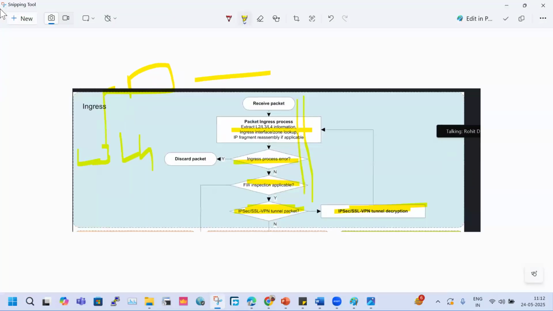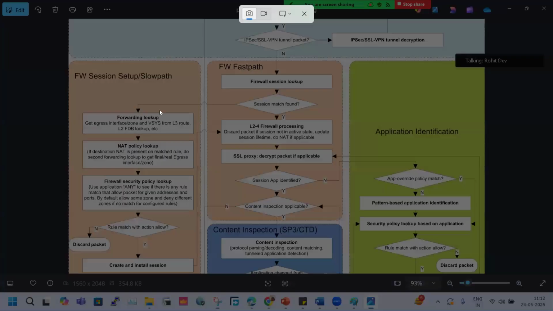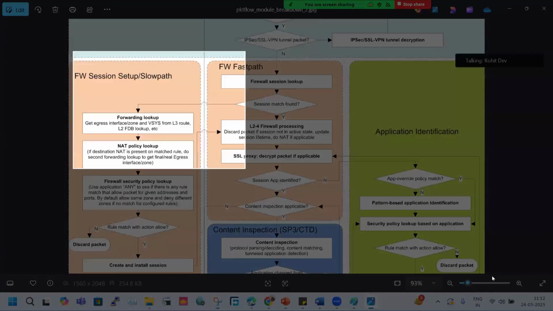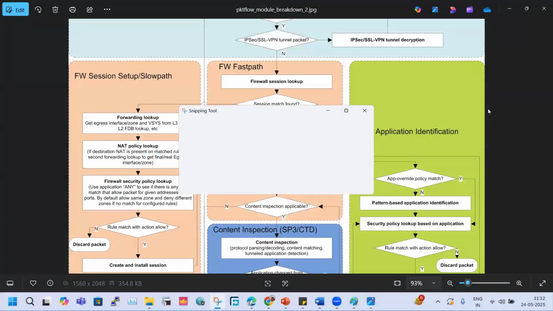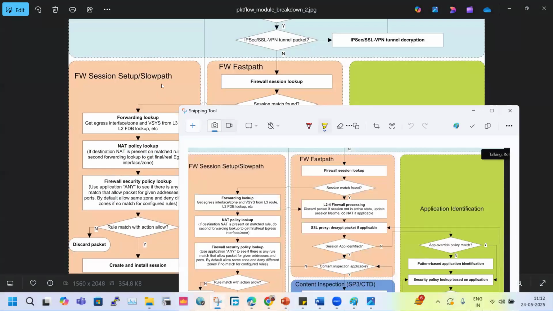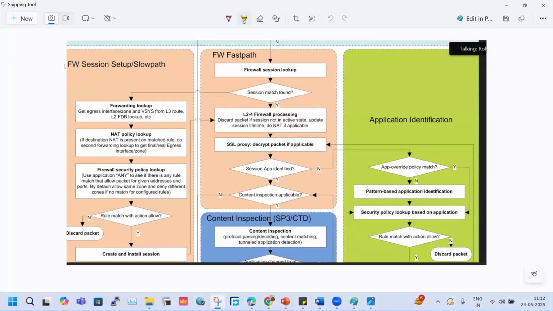If it is a new connection, the firewall will use the slow path and check everything there. If it is an existing connection, then the firewall will go with the fast path.